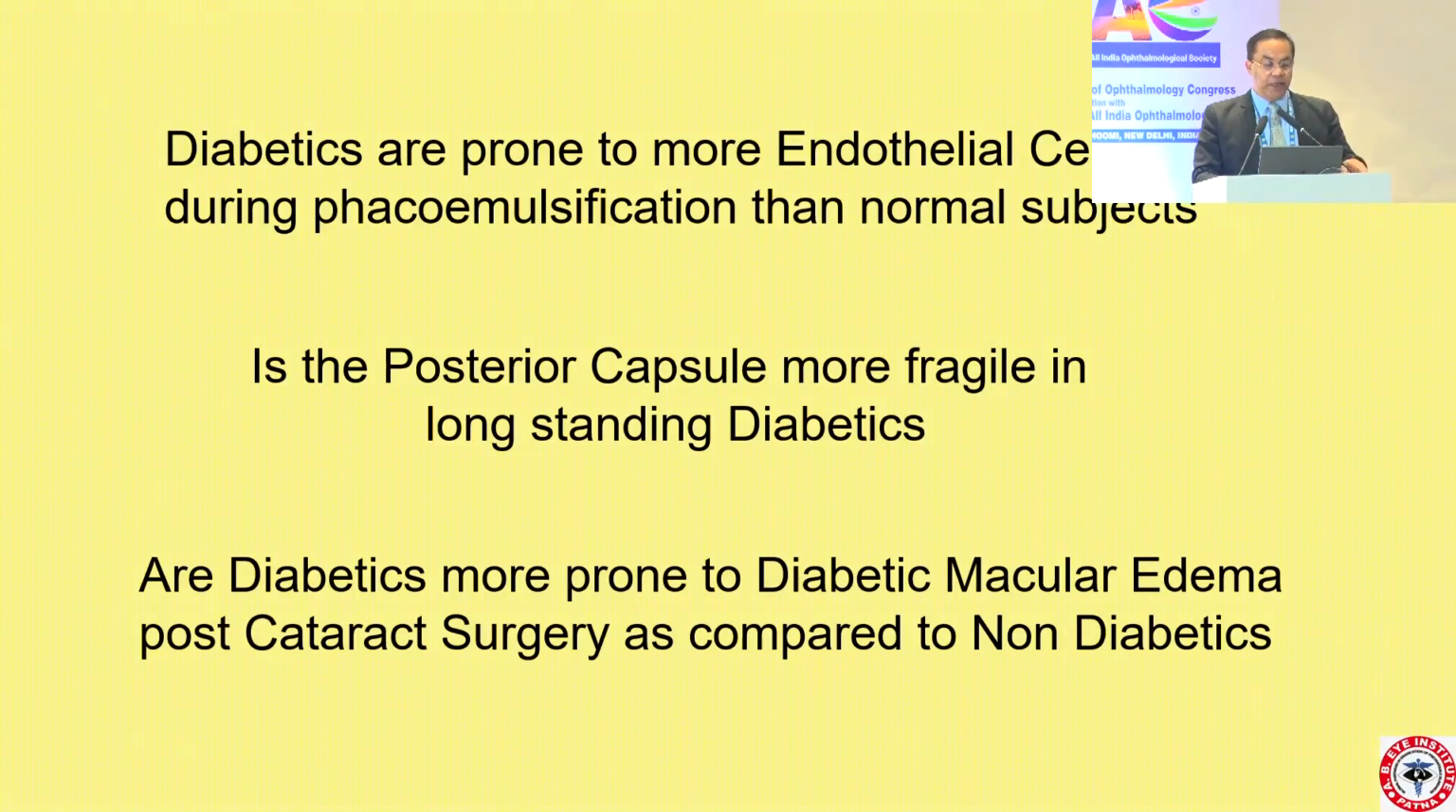Are diabetics more prone to endothelial cell loss during phacoemulsification than normal subjects? The answer is yes. Is the posterior capsule more fragile in long-standing diabetics? We still have to find out. Are diabetics more prone to diabetic macular edema post-cataract surgery as compared to non-diabetics?